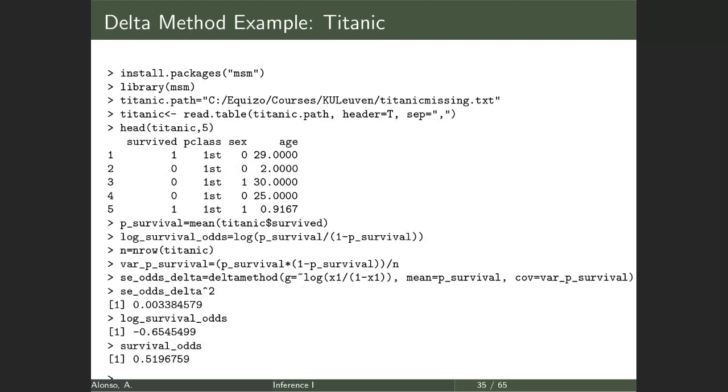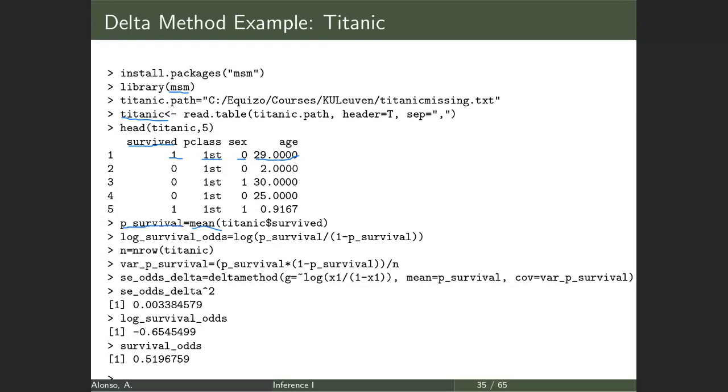Now you can do this in R. There is a library called MASS, and with this library you can get the Titanic data set. So here you have the data. This is an individual that survived, was in first class, was I think a female, and was 29 years old. So now if you calculate the mean of the survived variable, then you get an estimate for the probability of survival, right? This is what we are doing over here.